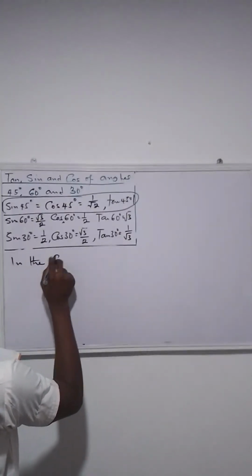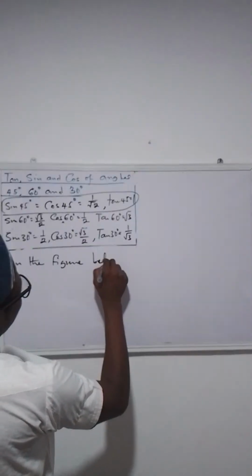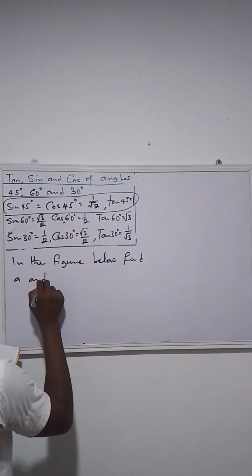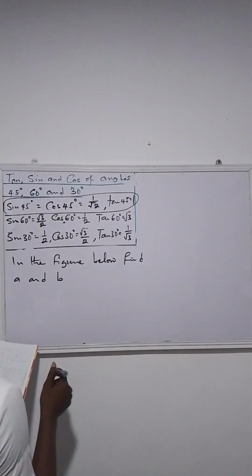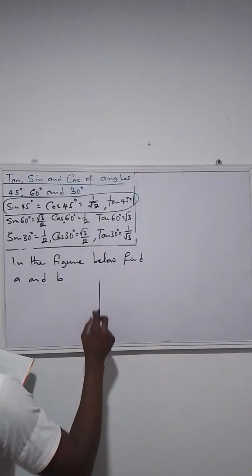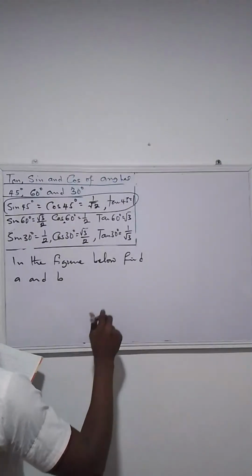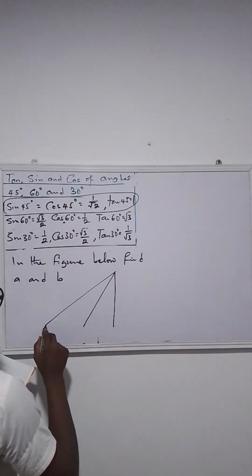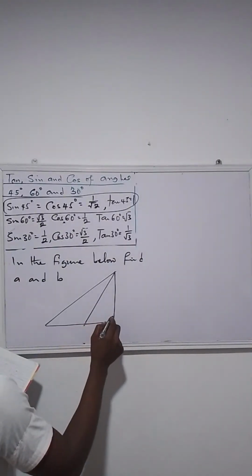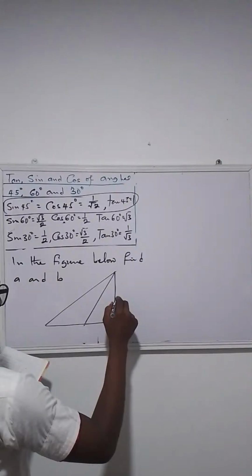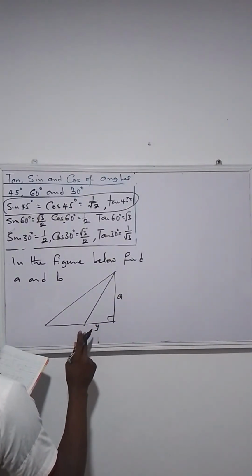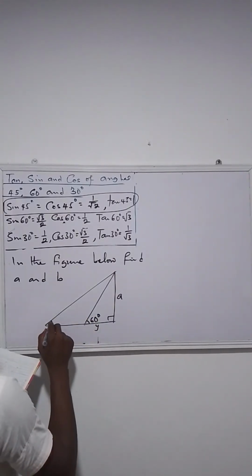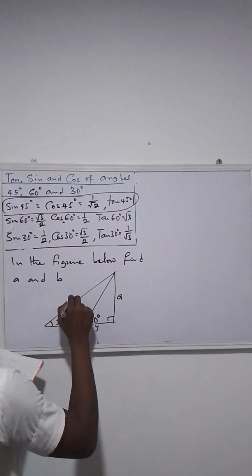In the figure below, find A and B. So this is A, this is B, this angle is 60 degrees, and this is 30 degrees. The hypotenuse is 10.